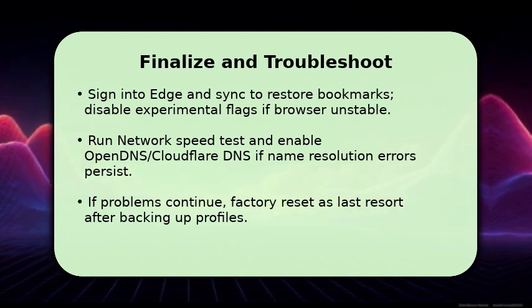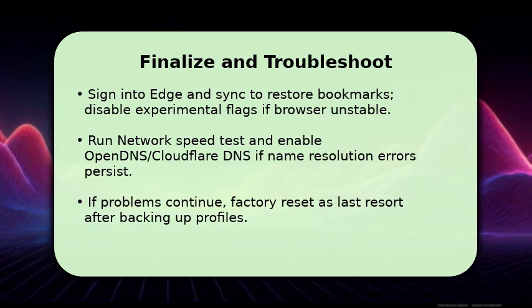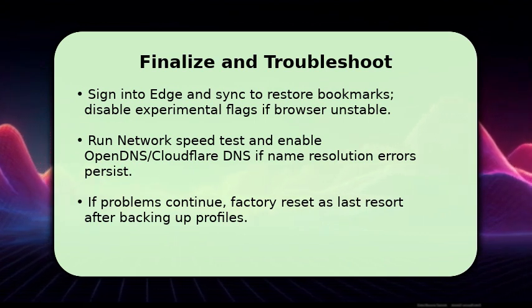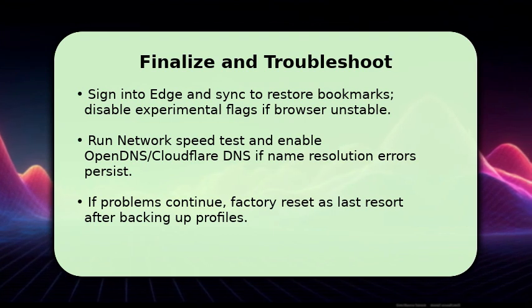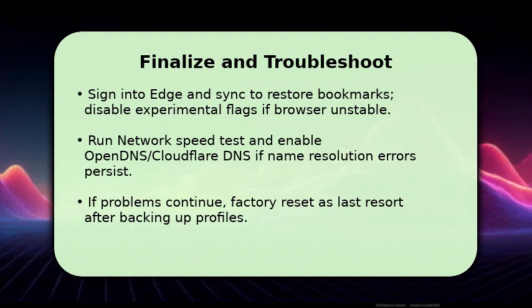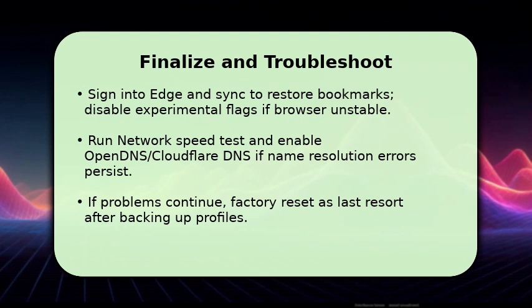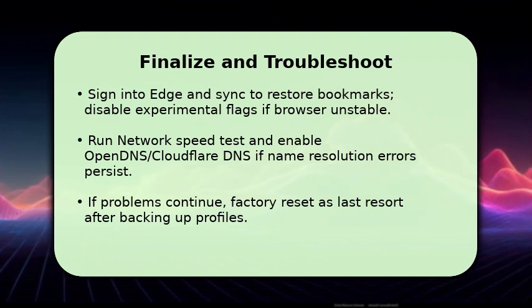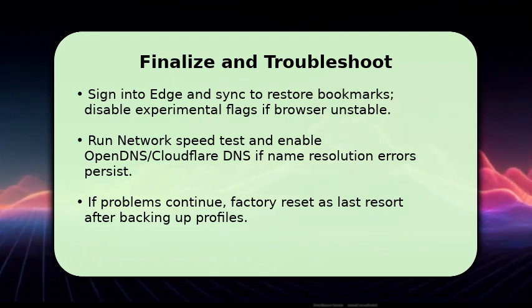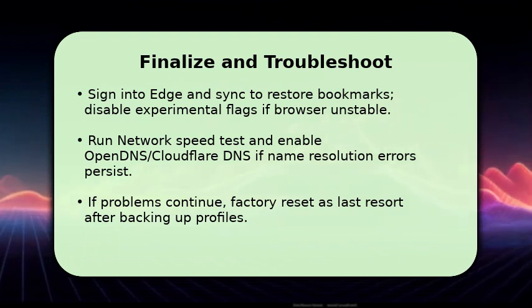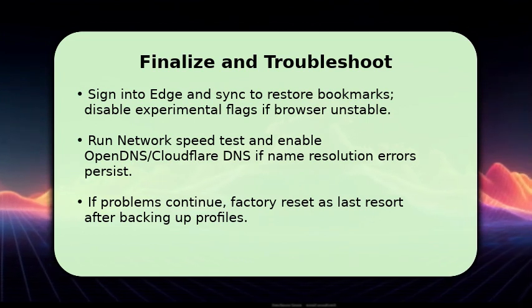Run the built-in network speed test, and if you see DNS or loading errors, switch to OpenDNS or Cloudflare DNS in network settings to improve name resolution. Make sure local profiles and saves are backed up, because if nothing works, you may perform a factory reset as a last resort. This often clears deep software corruption.